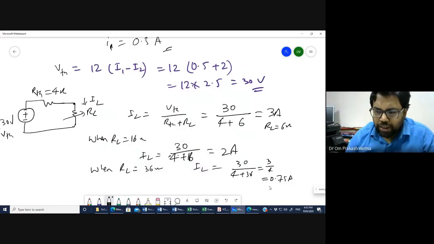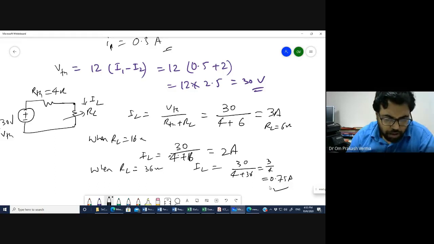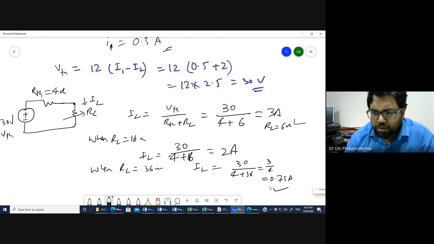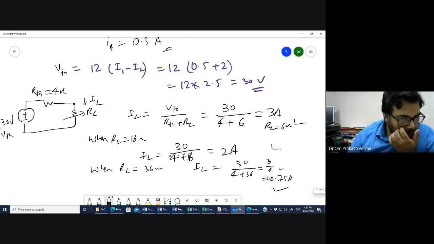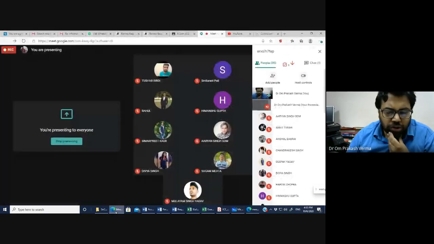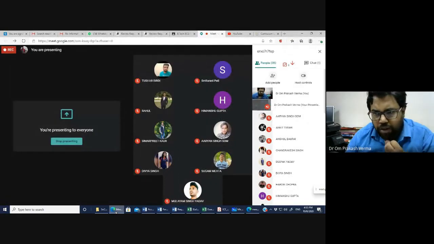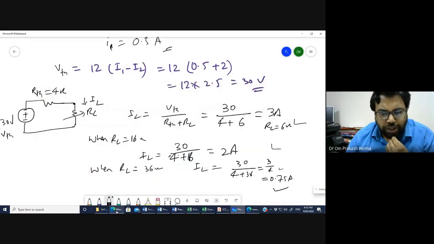Okay, so this is the Thevenin theorem. By this way you can calculate the Thevenin theorem. Now your question: first of all, you calculate the VTH and RTH, and connect all these things into the PSpice environment.